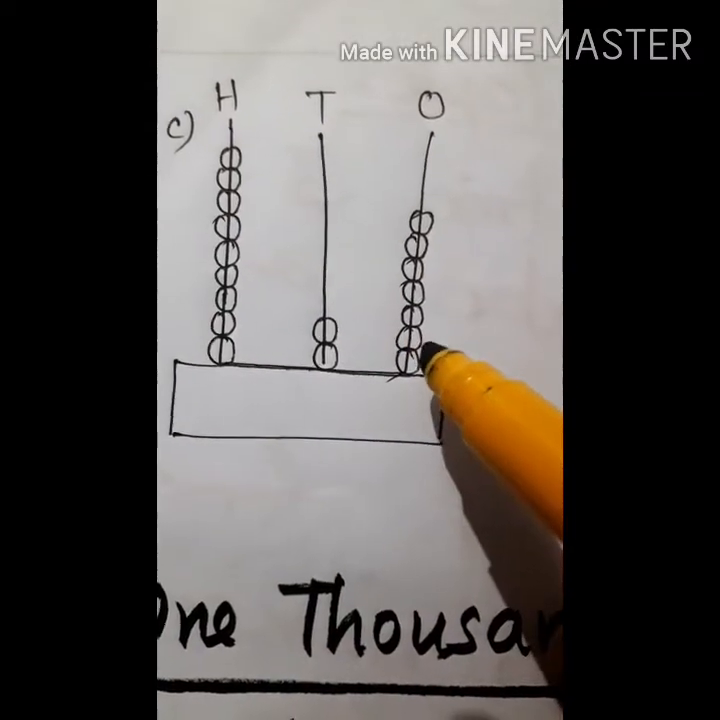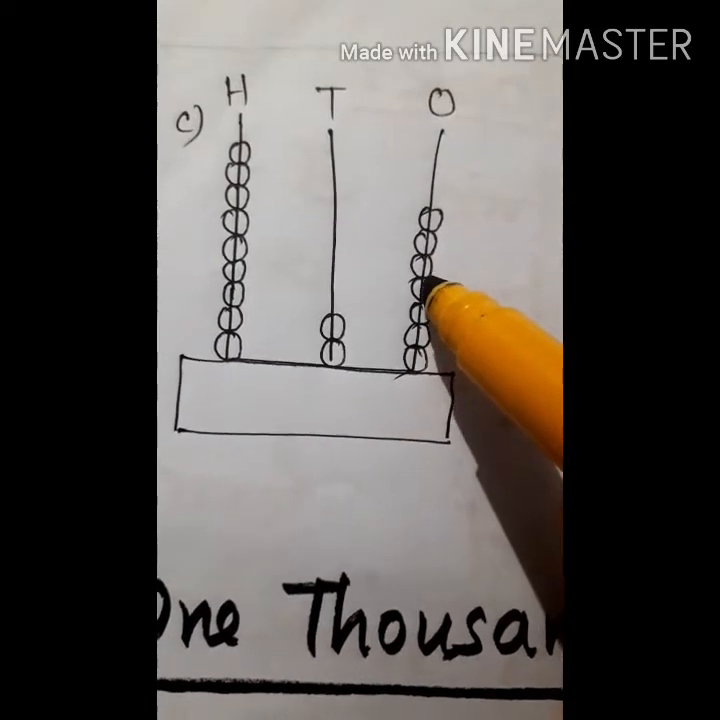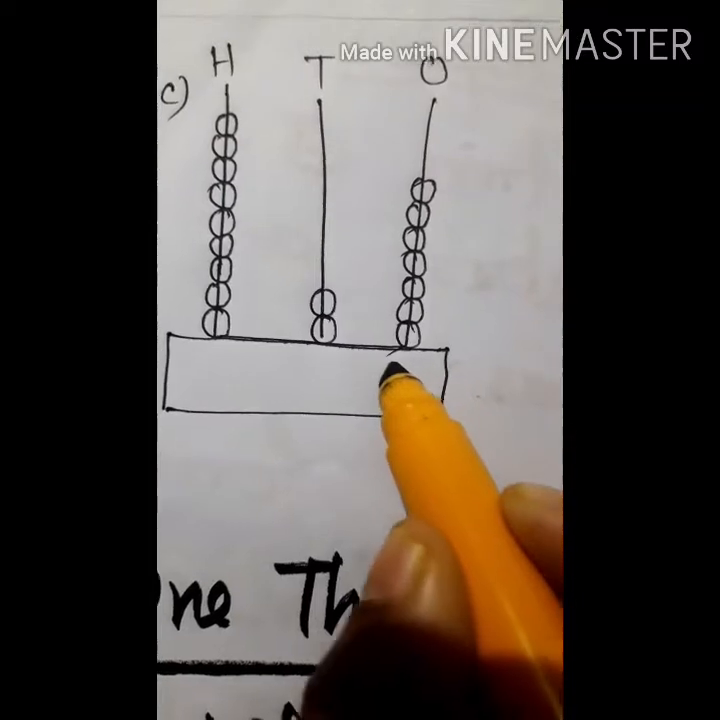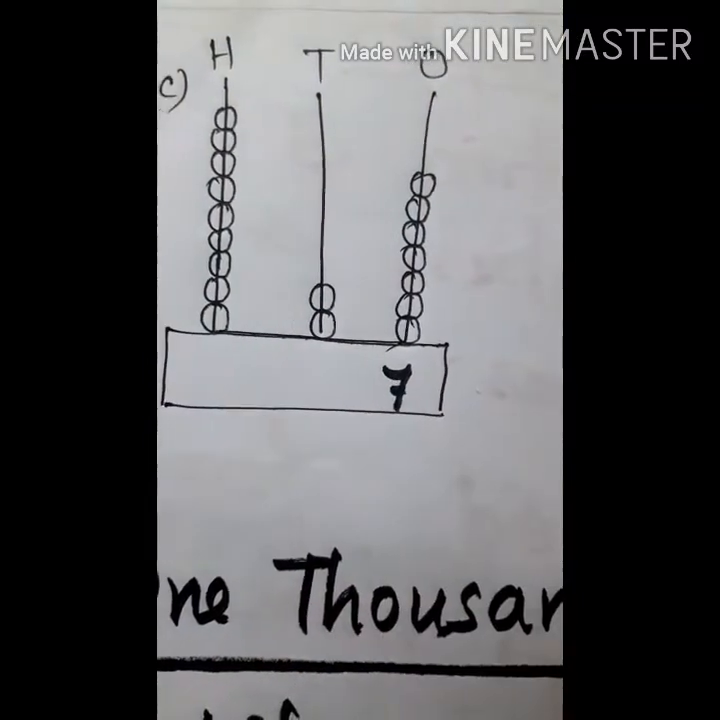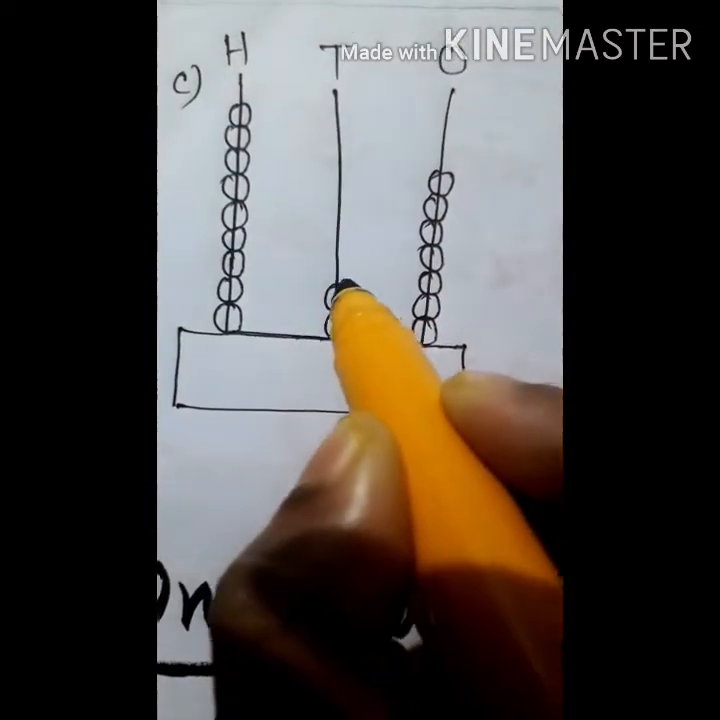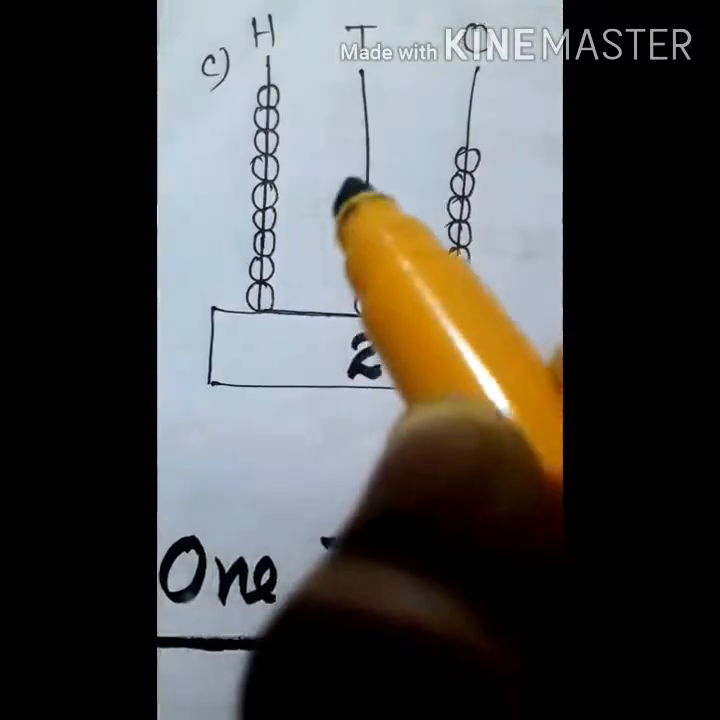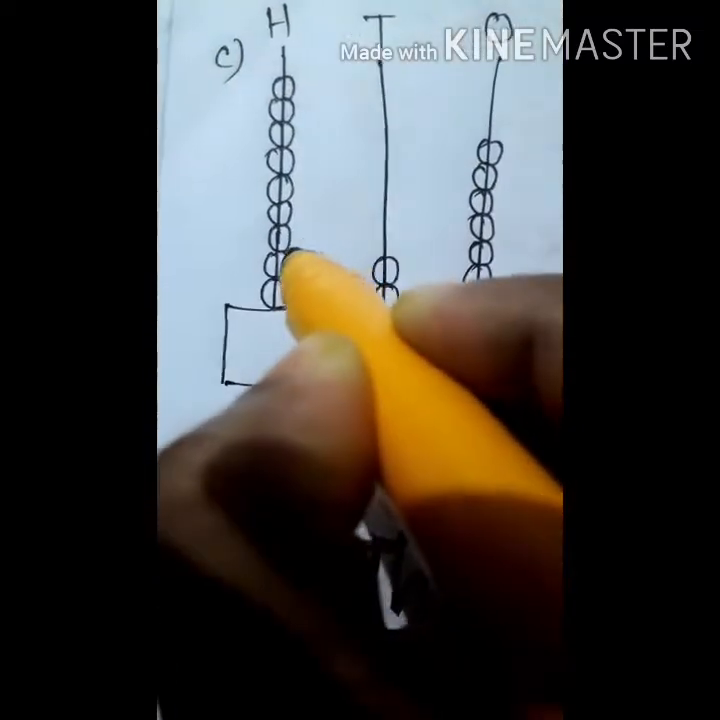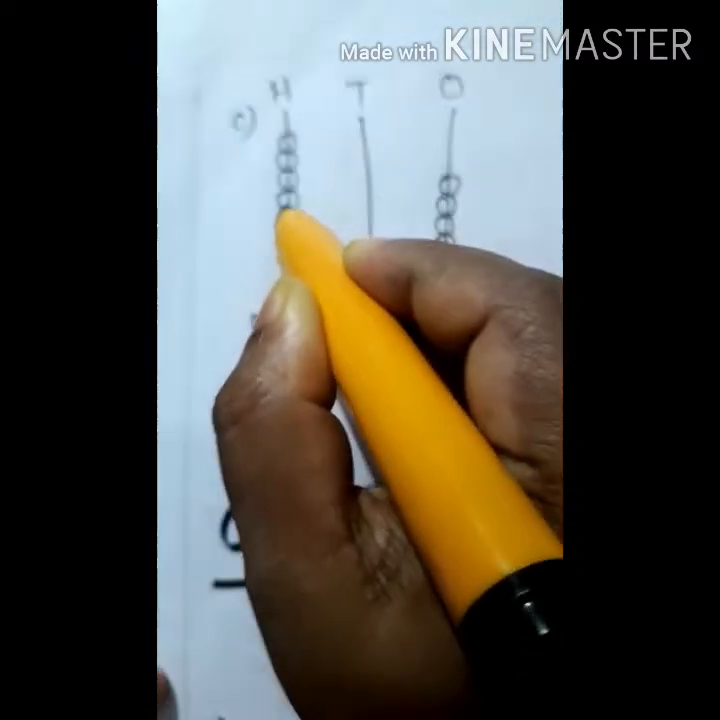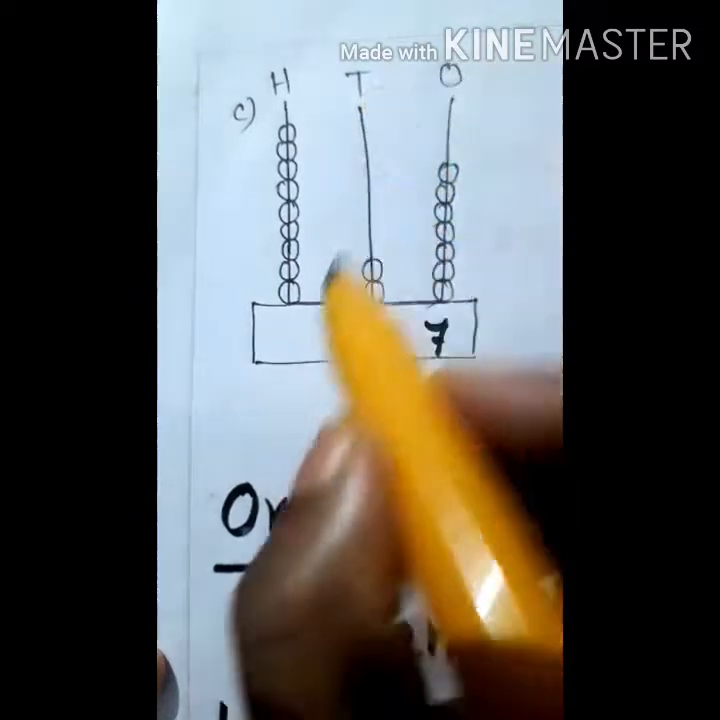In ones place how many beads are there? 1, 2, 3, 4, 5, 6, 7. I will write here 7. Next, tens place, how many beads are there? 1, 2. In hundreds place how many beads are there? 1, 2, 3, 4, 5, 6, 7, 8, 9.